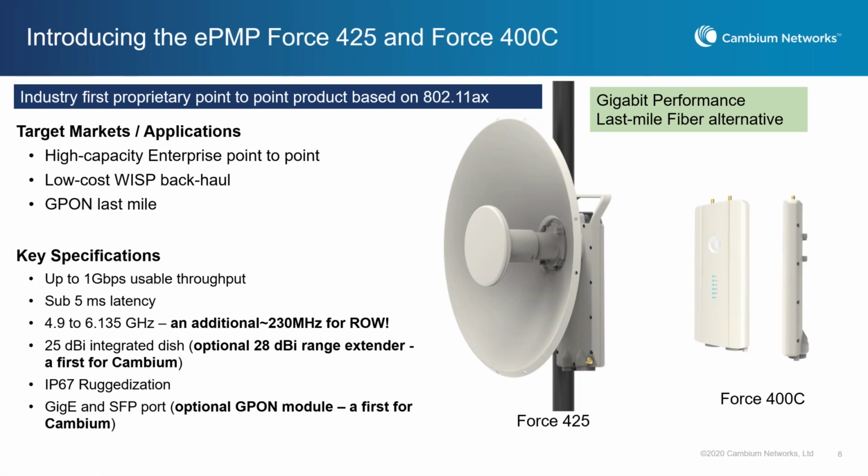And this next product that we'll talk about is really the bridge, if you will, from the current ePMP 3000 into that next generation 4000 technology. When you see the 4 in the product naming scheme, that's referring to the 4th generation and also refers to 802.11ax or Wi-Fi 6. So this is a point-to-point product. It's a Force 425 and 400C. You can see the images there on the slide.